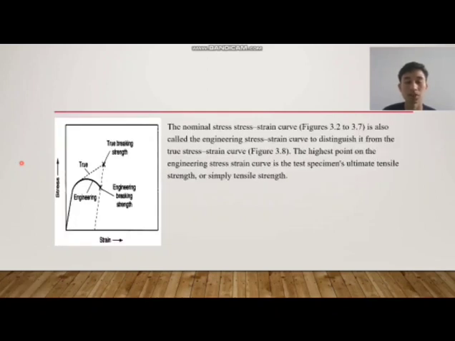The nominal stress strain curve, figures 3.2 to 3.7, is also called the engineering stress strain curve to distinguish it from the true stress strain curve. Figure 3.8. The highest point on the engineering stress strain curve is the test specimen's ultimate tensile strength, or simply tensile strength.